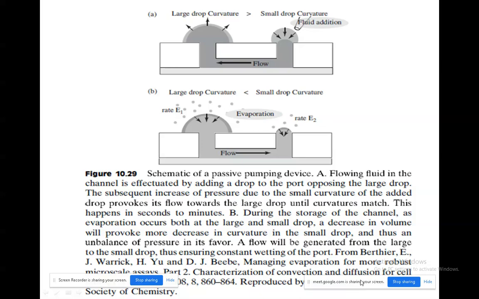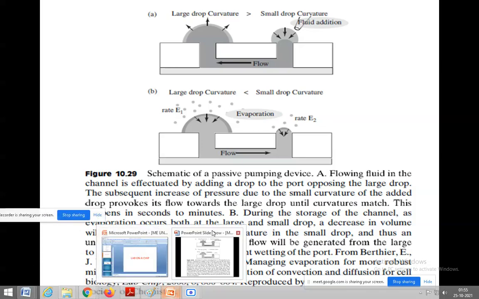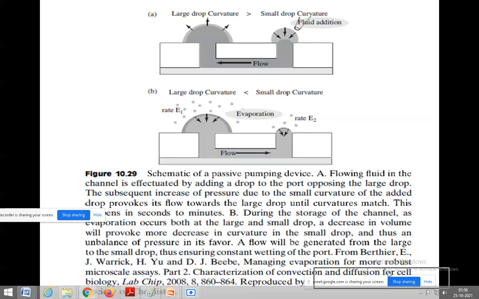So a flow will be generated from the large to the small drop, thus ensuring constant wetting of the port. From Berthier, E., Warrick, J., Yu, H., and Beebe, D.J., Managing evaporation for more robust microscale assays. And characterization of convection and diffusion for cell biology. So they have done some research on this device, the passive pumping device.